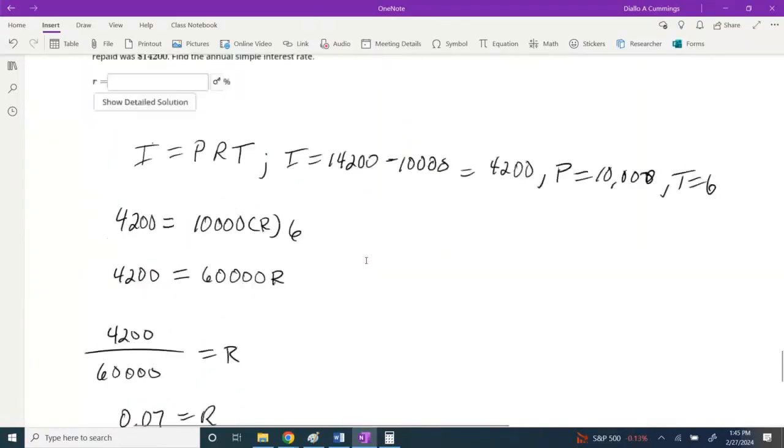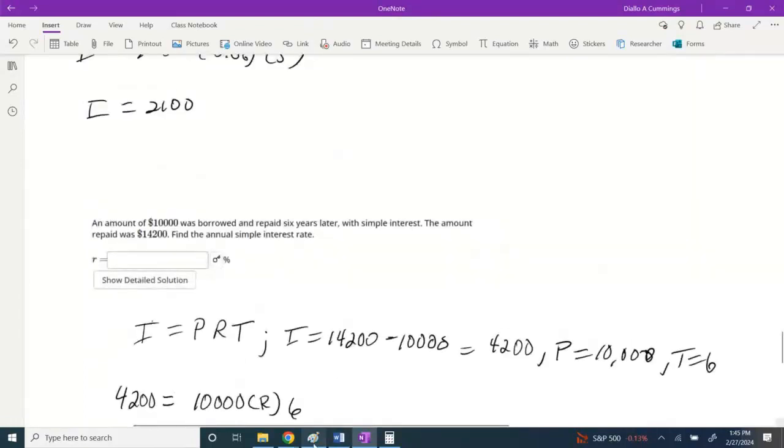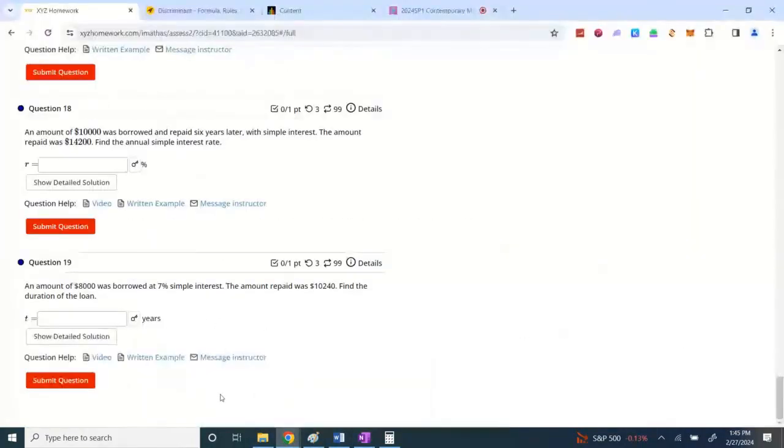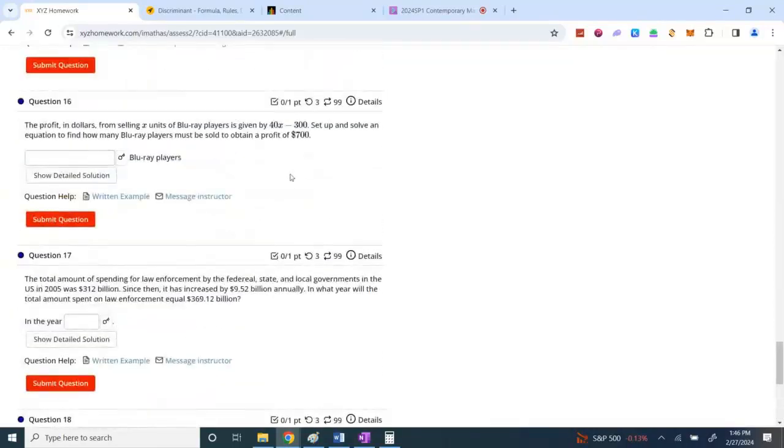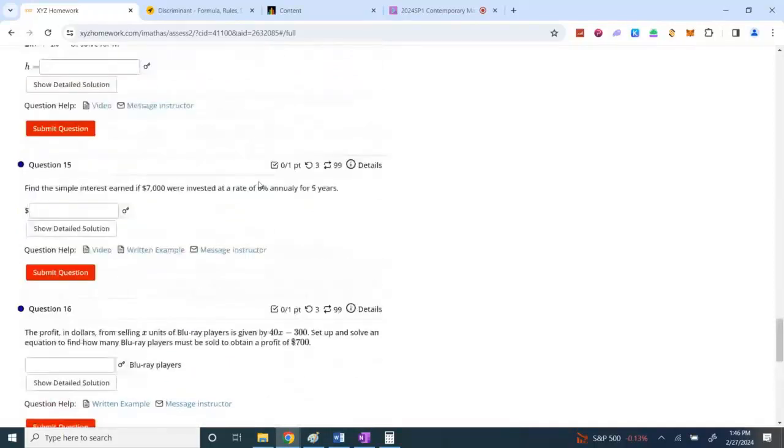All right, so problem number 18 and problem number 19 are the same. The only difference is in 19 you have to find the time, and it's much similar to problem 18 where we had to find the interest rate. All right, so that's section 3.1.